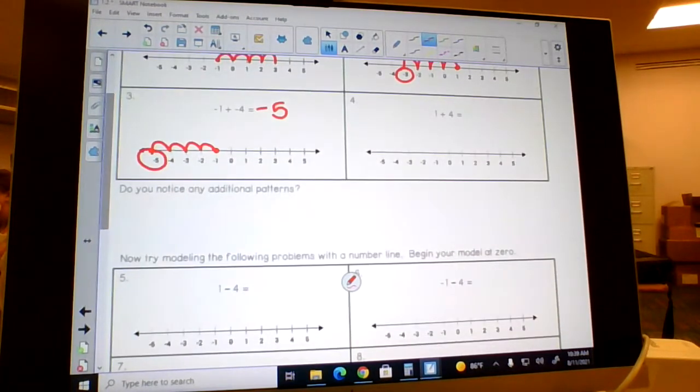I guess number 4, we really don't need a number line with this one. No. 1 plus 4. I'm at 1, but I'm adding a positive 4. 1, 2, 3, 4.